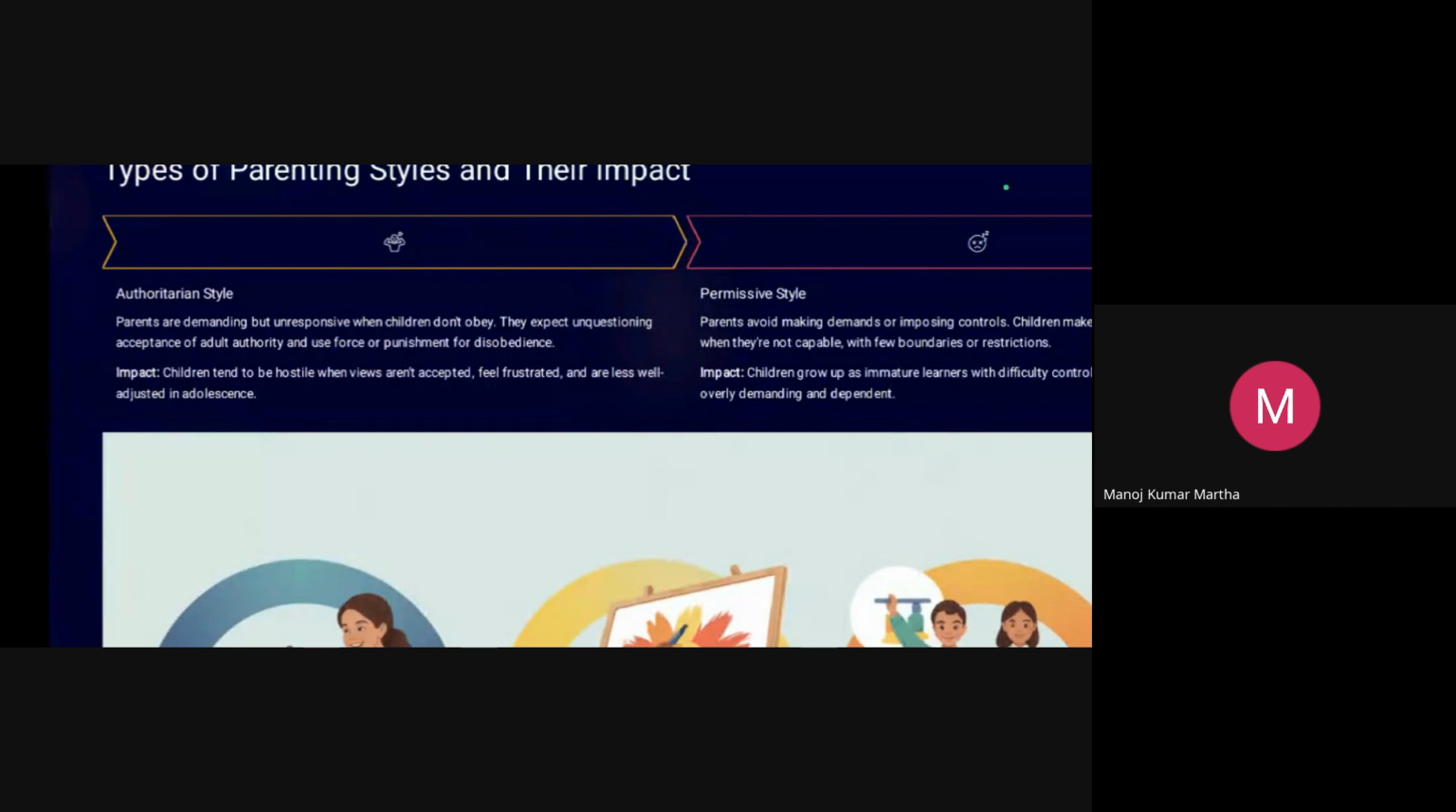If the parents are authoritarian, what happens? Children tend to be hostile. A friendly environment they will not get. Hostile means an environment which is not friendly, where they are not accepted. They may feel frustrated. They may be less well adjusted in the adolescence period. That is the effect of the authoritarian style of parenting.